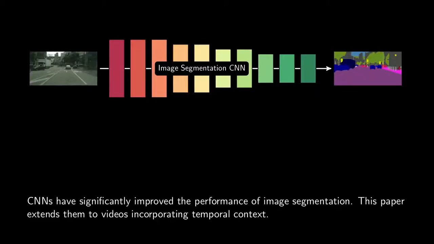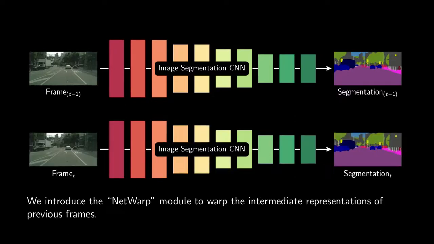We present semantic video CNNs through representation warping. In this work, we present a technique for converting image CNNs to video CNNs. In recent years, ConvNets have significantly improved the performance of image segmentation. However, most video segmentation methods still process each frame independently, causing temporal inconsistencies.